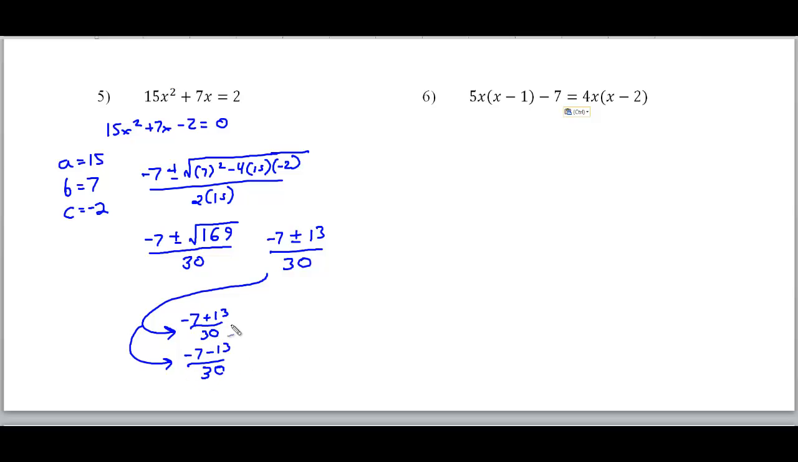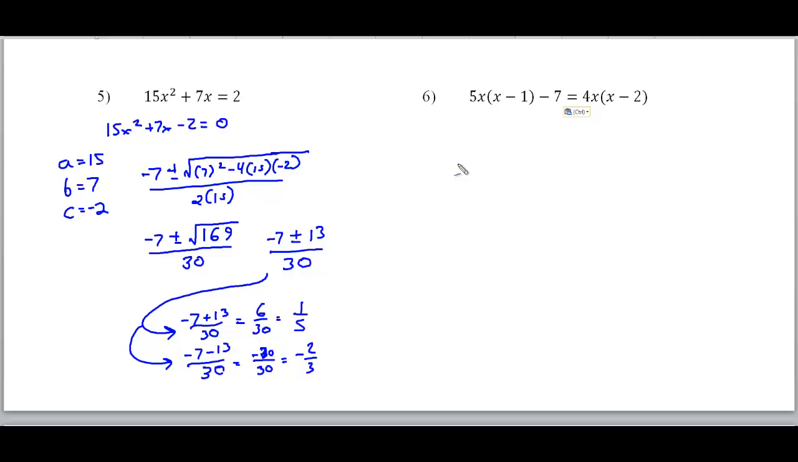Now I'm not splitting this into 2 fractions yet because I can still do some simplification. Negative 7 plus 13 gives me an answer of 6 over 30. And 6/30 is 1/5. And that's where it's going to intersect the x-axis, at about 1/5 or 0.2. Now negative 7 minus 13 over 30 is negative 20 over 30, which simplifies to negative 2/3. So this graph will cross the x-axis at 0.2 and it will cross at negative 0.6 repeating.